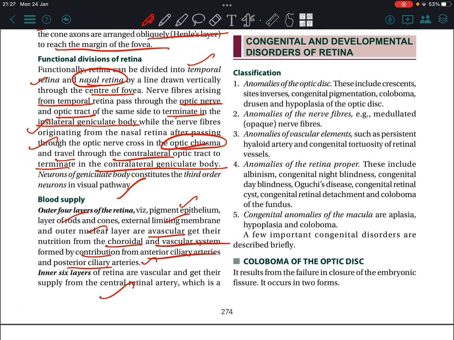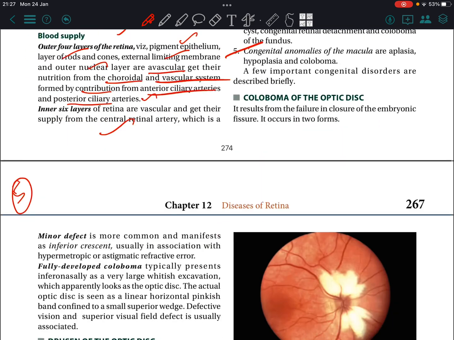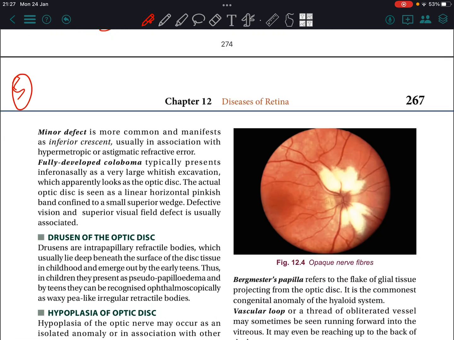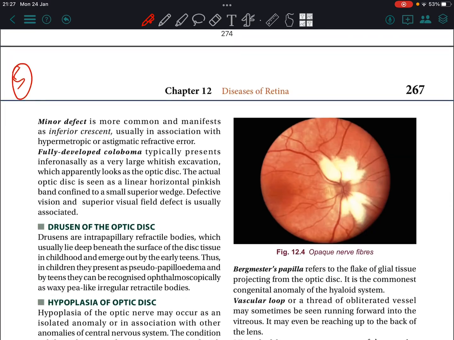Congenital and developmental anomalies: anomalies of optic disc, anomalies of nerve fibers, anomalies of vascular elements, anomalies of retinal pigment, congenital anomalies of macula. Anomalies of optic disc: coloboma of optic disc. It results from failure in closure of the embryonic fissure. It occurs in two forms. Coloboma.